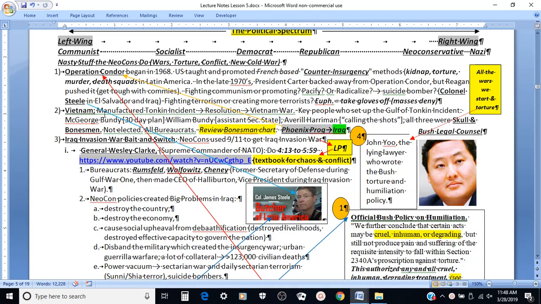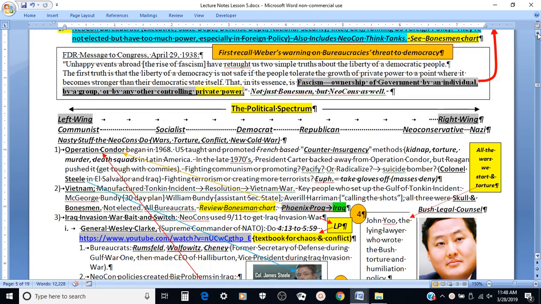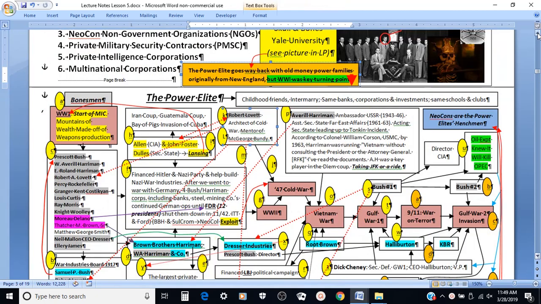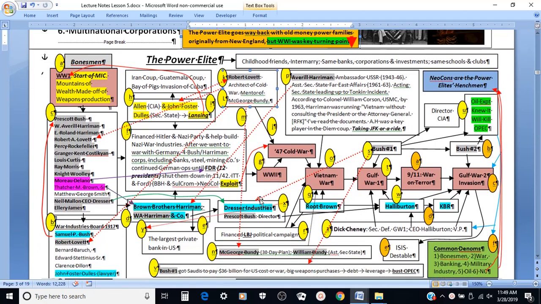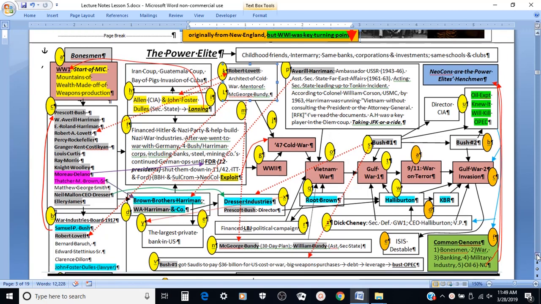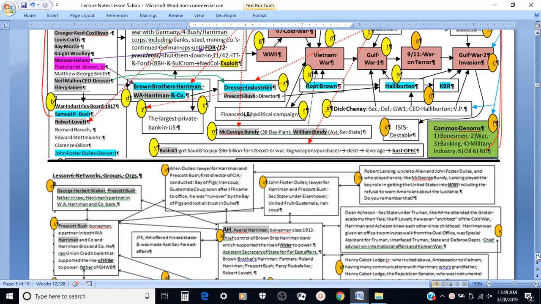Okay, so another example of neocon stuff is starting the Vietnam War. And the reason I mention this is because it's right up here. Neocon bureaucrats. They're also power elite. Key guys were George Bundy, William Bundy, Averell Harriman, all Bonesmen. That wasn't the only guys. There's more guys involved, but these were key guys. Right? They got us the Vietnam War. Neocon bureaucrats, non-elected.